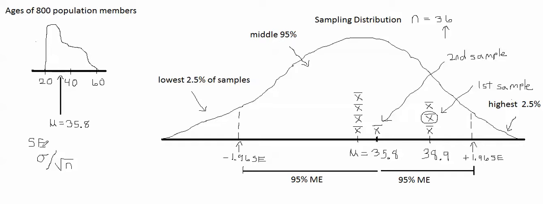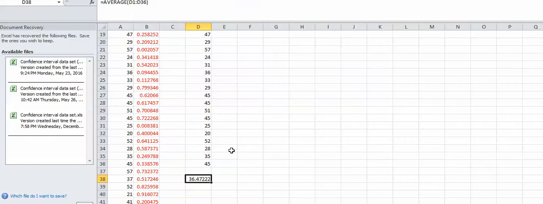So in order to find out what our standard error equals, we need to find out what the population standard deviation is, sigma, and then divide that by the square root of our sample size. Then we'll have our standard error. Then we can multiply that standard error by 1.96, and we'll get our 95% margin of error. We can calculate the population standard deviation by just using Excel. I'll show you how to do that using Excel.